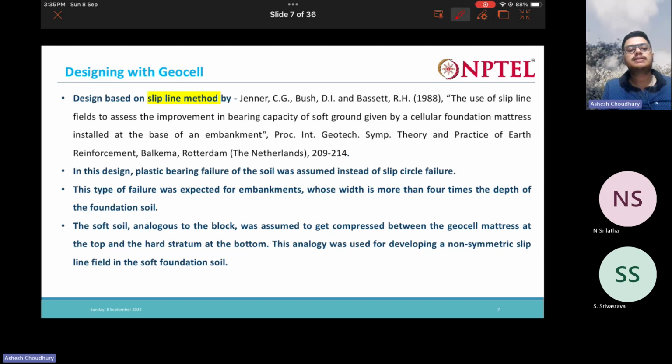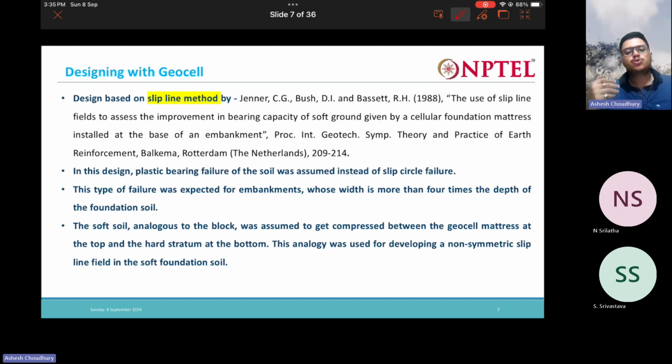The slip line method is actually a plastic equilibrium concept. Generally, whatever theories we define, such as the bearing capacity theories, are limit equilibrium concepts, where we consider that the soil is just on the verge of failure. So we equate the disturbing forces and the resisting forces. We consider that along a slip circle the failure is just about to occur, and along the slip circle some resisting forces and some disturbing forces develop. So these are limit equilibrium forces.